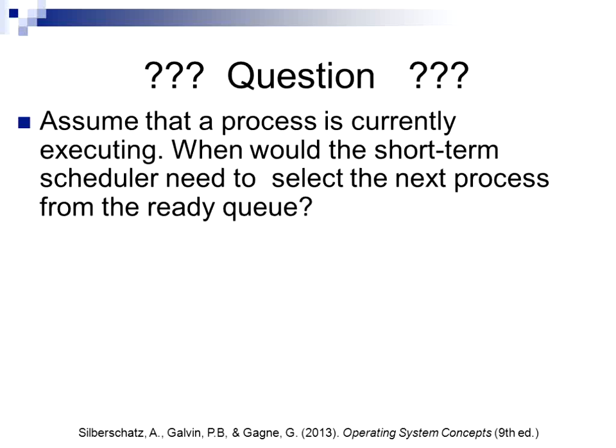So assume that a process is currently executing. When would the short-term scheduler need to select the next process from the ready queue? Okay, we talked about processes being in different states, being ready, being waiting, waiting for I/O, going from running to ready state, different things that are happening in the CPU. I want you to just take a minute and think about when would you need to select the next process, or when would the scheduler need to select the next process from the ready queue? When is it making this scheduling decision?